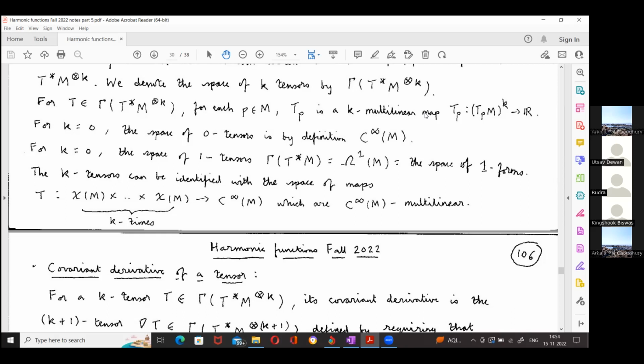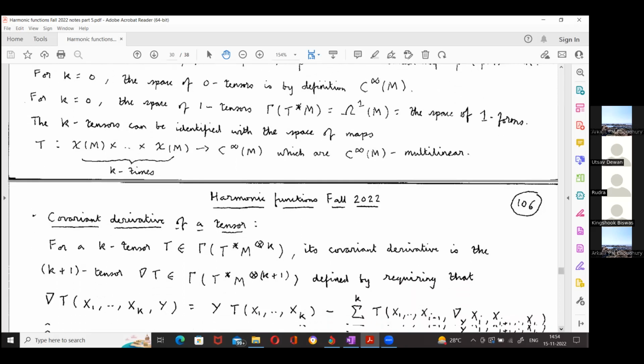So tensors, pointwise, are just multilinear functions from the tangent space to the power k to R. And globally, you can think of them as maps from vector fields cross vector fields, k times, to C infinity of M, which are C infinity(M) multilinear.